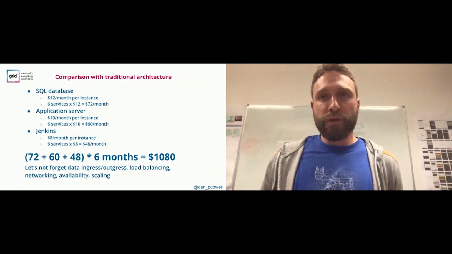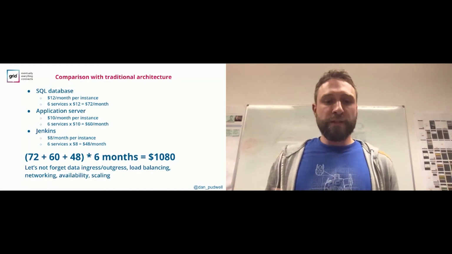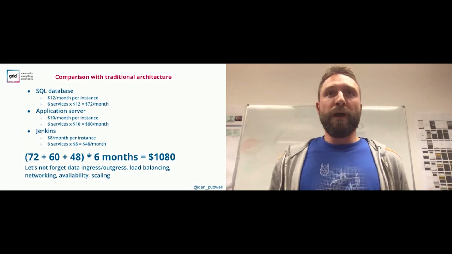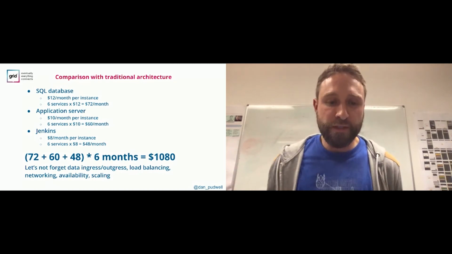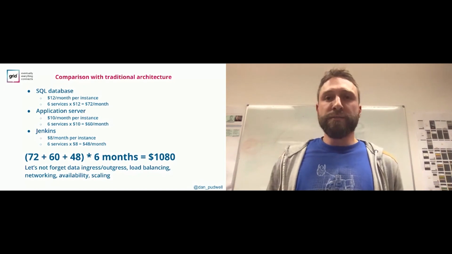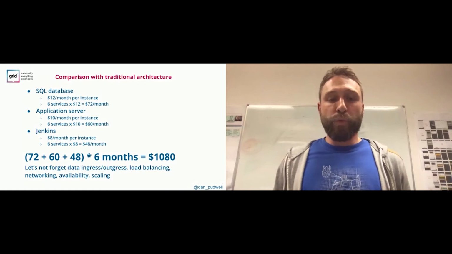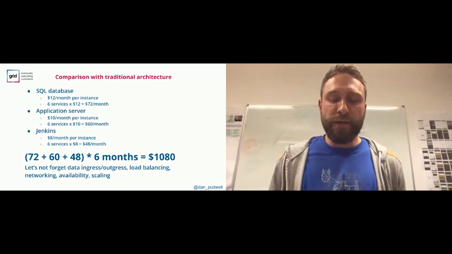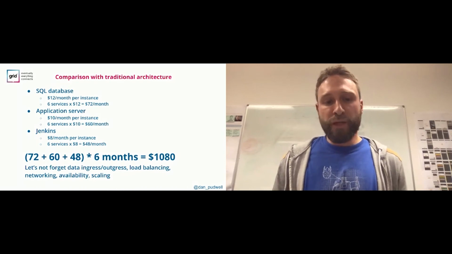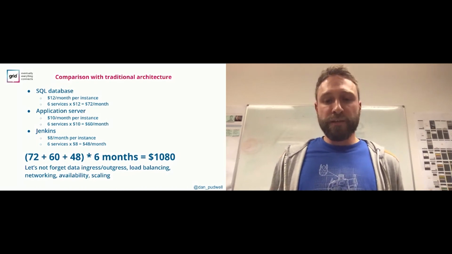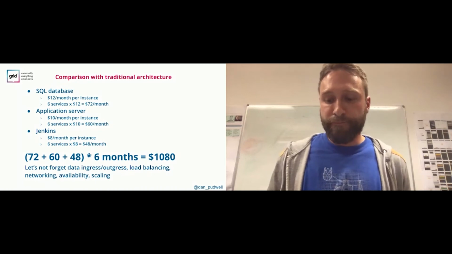You still have to work out your data ingress, egress, load balancing, networking. And if there were going to be 10,000 people using this, you do have to start factoring in availability, scaling, all of that stuff. If you take the serverless approach, in this case, not only is it much cheaper for us, but we get all of that availability, scaling and networking thrown in for free. We didn't have to do anything for that.